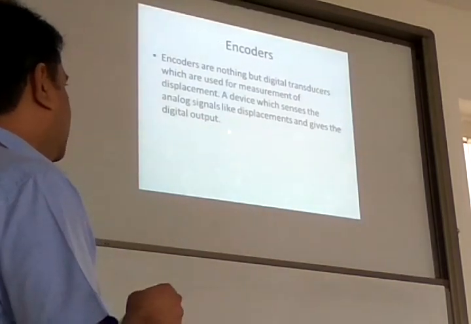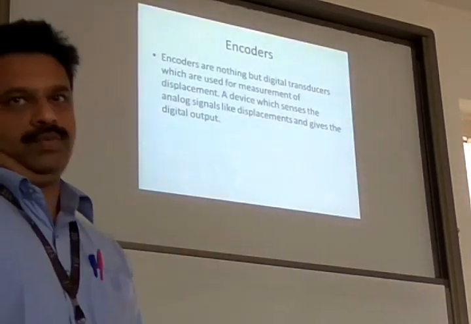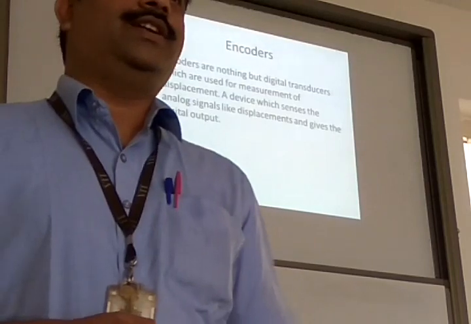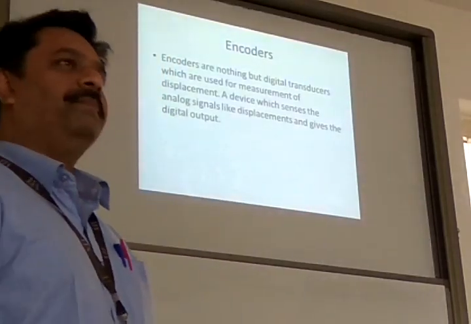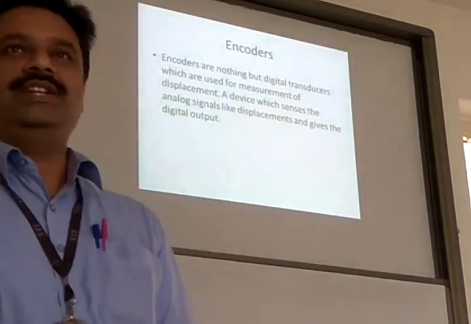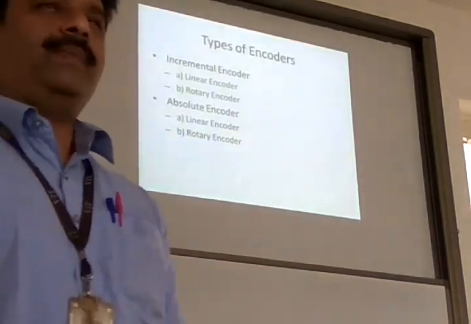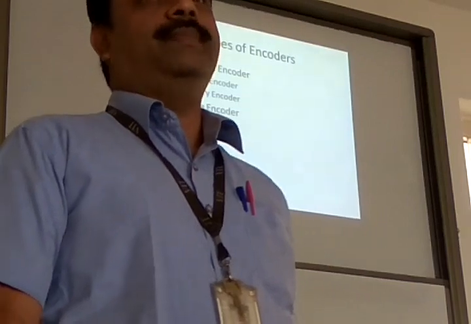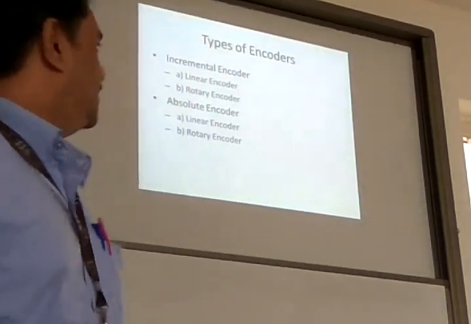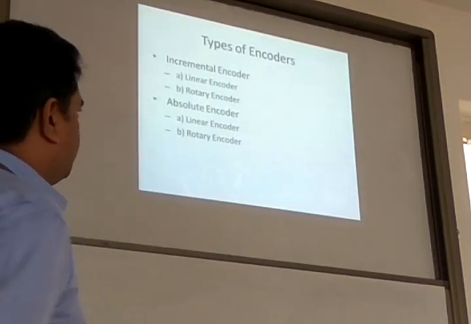It senses the analog signal and then it gives the digital output. You'll understand how the analog signal is generated and how the digital conversion takes place directly. There is no analog to digital conversion per se, but through optical means they convert the analog signal into digital. You have four types basically.